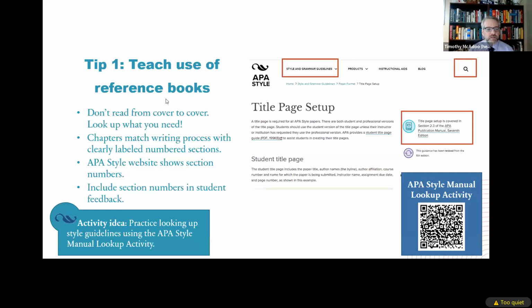So we also recommend using these section numbers with your students when you're giving feedback. This can reinforce for students where the information is, how to use the manual, and also hopefully just saves you some time writing and rewriting the explanations.